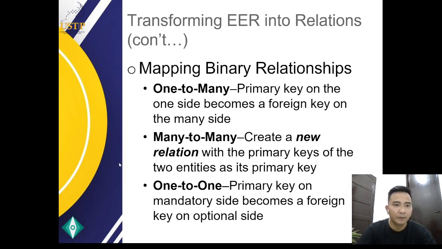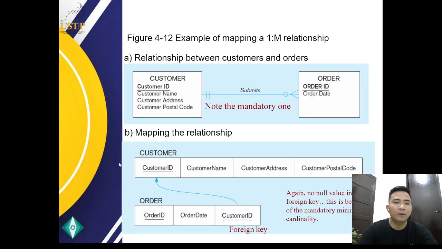Okay? So, mapping binary relationships, we have the one-to-many. So, one-to-many, the primary key on the one side becomes a foreign key on the many side. Many-to-many relationship, you create a new relation with the primary keys of the two entities as its primary key. One-to-one, the primary key on the mandatory side becomes a foreign key on the optional side. Okay? We have here an example of mapping of one-to-many relationships.